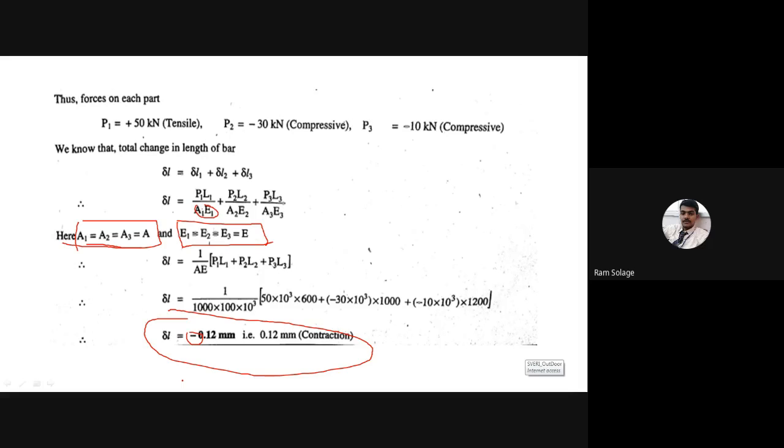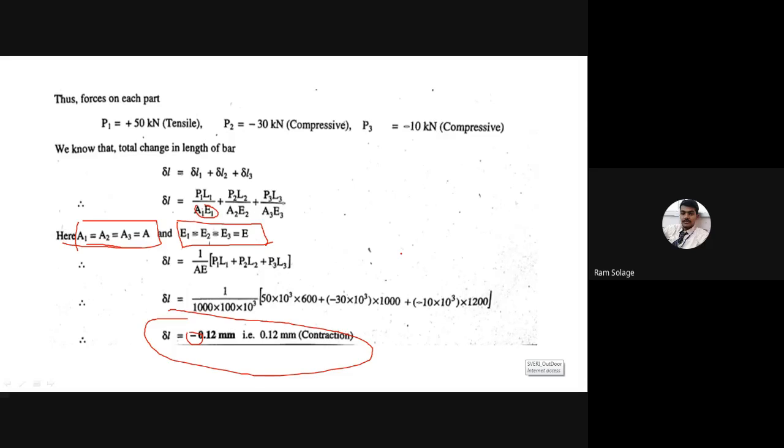For the second problem, I will help only with the calculation of P1, P2, and P3. The remaining problem we have to solve on our own. All students, please follow the standard procedure. Don't use the shortcut. We can use the shortcut for sections 1 and 3, but it is not applicable for section 2.